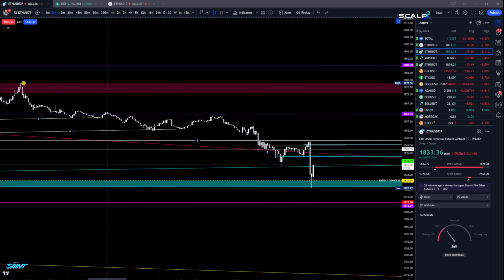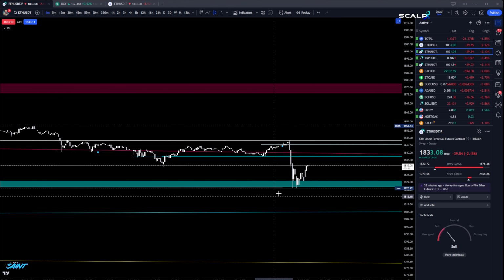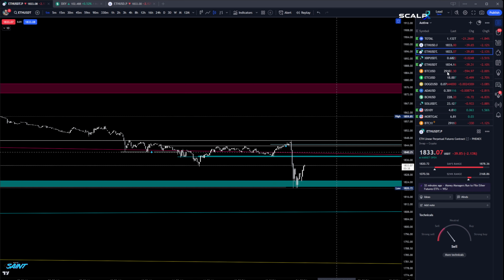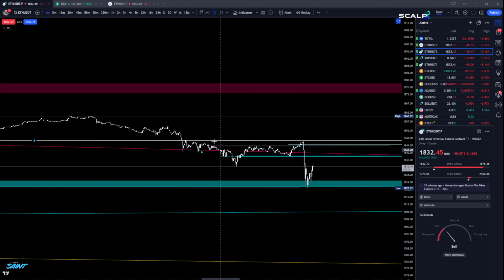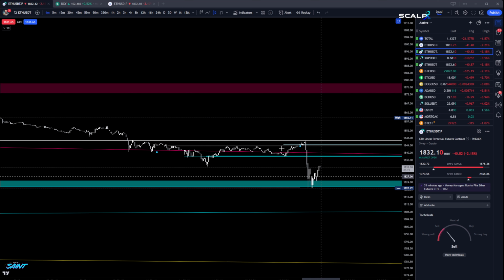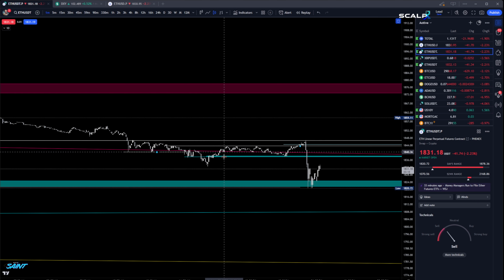Let's go to 1 minute, see what that looks like. Yeah, it looks like they literally just flushed everybody out. They flushed everybody out that was buying in this area. So this is actually a liquidation area now.